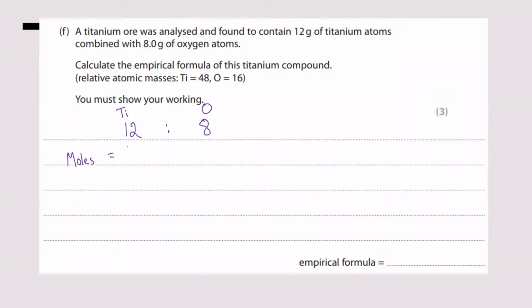So moles, because you've got atoms or formula. Moles is actual mass divided by formula mass, or atomic mass, to work out how many moles. So we're going to go for titanium first. 12 divided by 48.